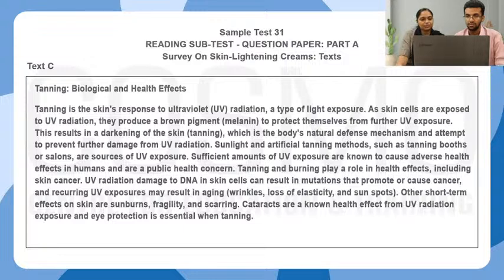Yes, Akila, Shibu, Alina, Mithun, Mayuri. So we read the sentence for darkening of the skin. Now we'll continue. Sunlight and artificial tanning methods such as tanning booths or salons are sources of UV exposure. Sufficient amounts of UV exposure are known to cause adverse health effects in humans and are a public health concern. Then comes the next sentence. Tanning and burning play a role in health effects, including skin cancer.